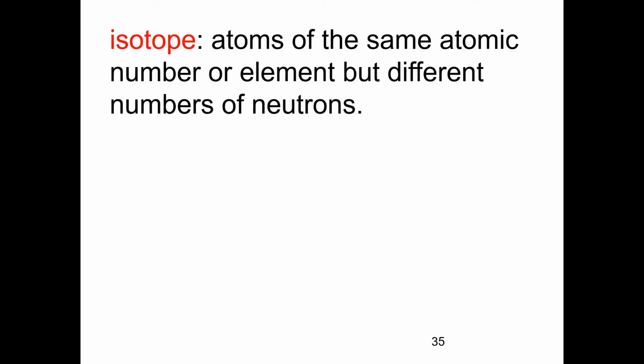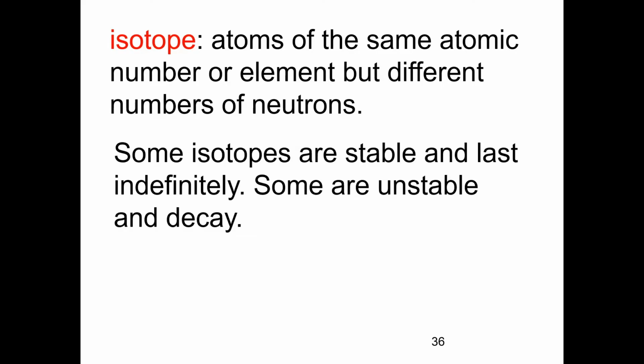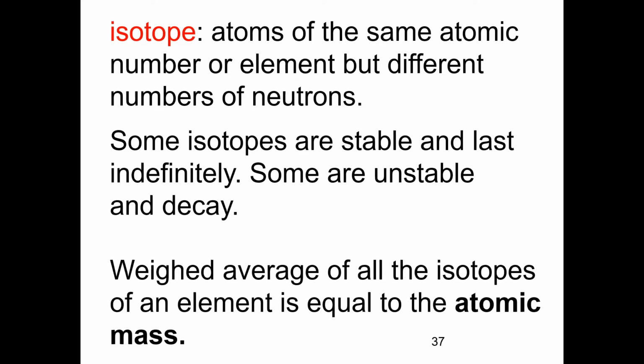Isotope, atoms of the same atomic number or element, but different number of neutrons. Some isotopes are stable and last indefinitely. Some are unstable and decay. More on this on another day. The weighted average of the isotopes of an element is equal to the atomic mass. Don't confuse atomic mass with atomic mass number. They are different.